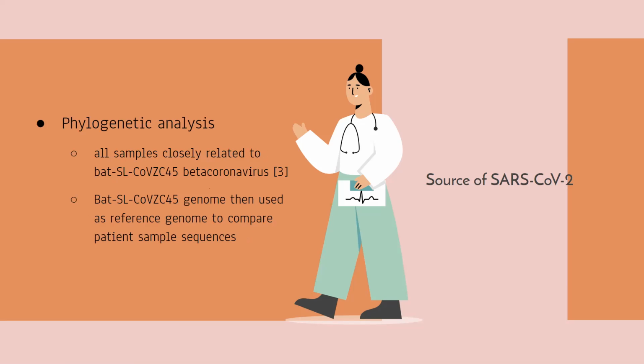In their phylogenetic analysis, Liu and other researchers found that all of the samples were closely related to the BAT-SL-CoV ZC45 beta coronavirus due to genomic similarities. Using the genome of the specific strain as reference, the genomic data isolated from those hospital patients were further analyzed.